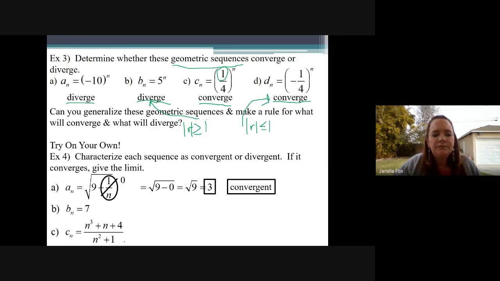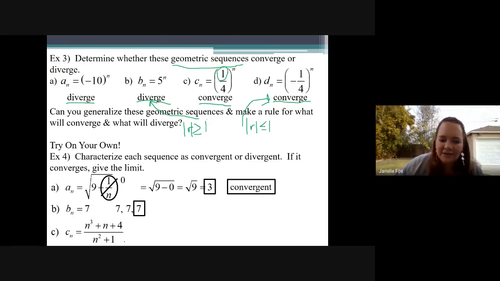So great. Let's try part B. Part B says it's just 7. Where's the n? There is no n. So if I were to write out some of these terms, it goes like this: 7, 7, 7, 7. Folks, the target number is 7. Of course it is. That one is actually a convergent sequence.